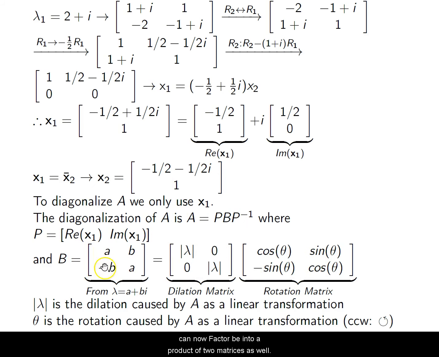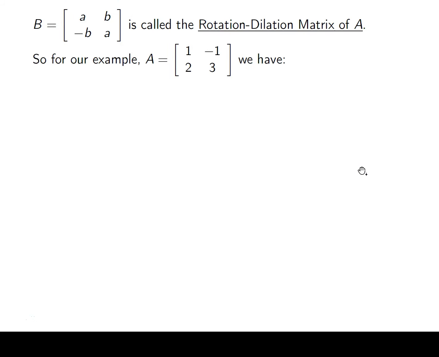Okay, so I can now factor B into a product of two matrices as well. So I'm already factoring A into 3 matrices. B can be factored into 2 more. So I can really factor A into 4 matrices. Okay, so P, the dilation matrix, rotation matrix, and P inverse, which is what we're going to get into. Okay, so for our example, 1, -1, 2, 3, we have these 2 eigenvalues. Remember, we're only using the positive form. Okay, if you follow your book, you would use the negative form, but I think it's easier just to use this.